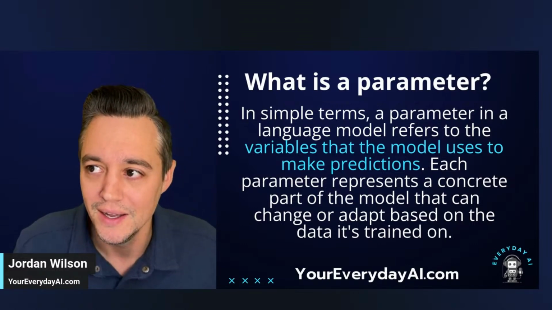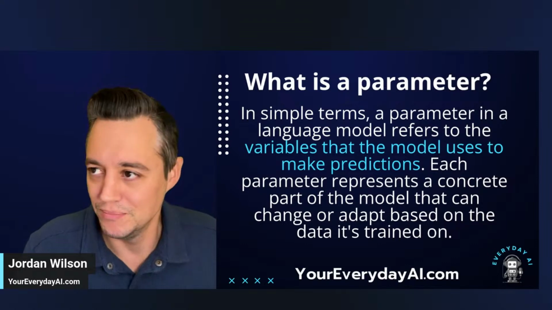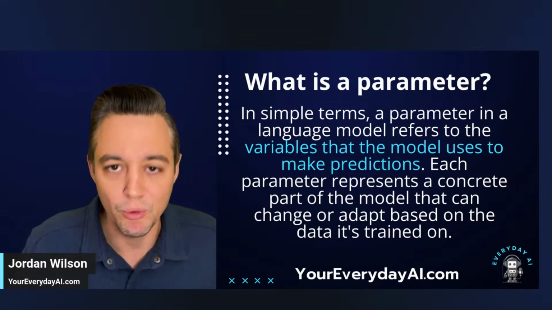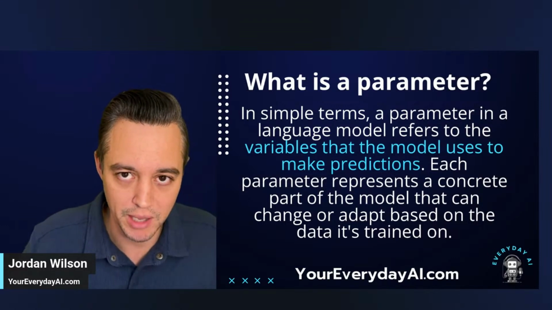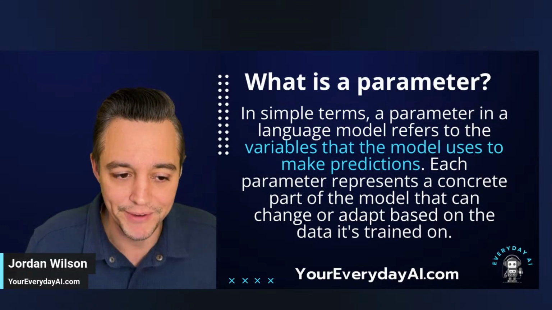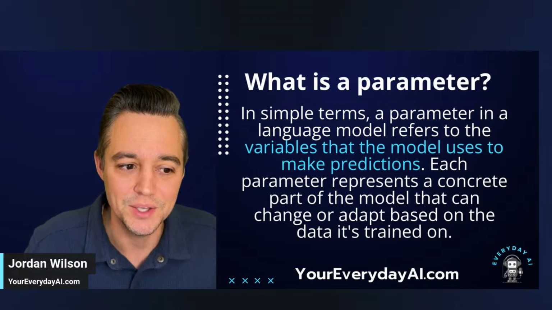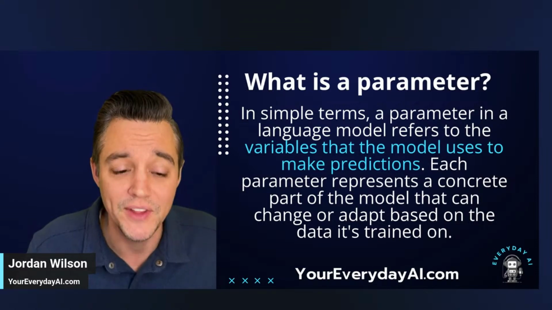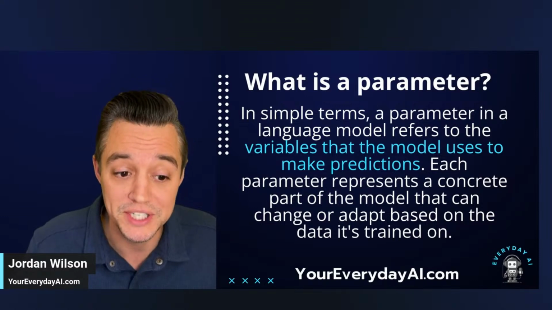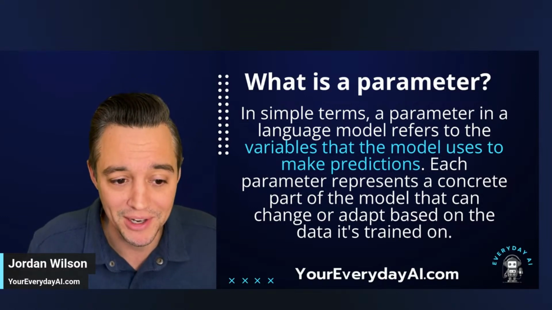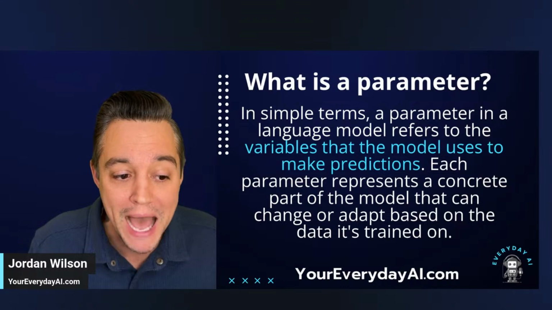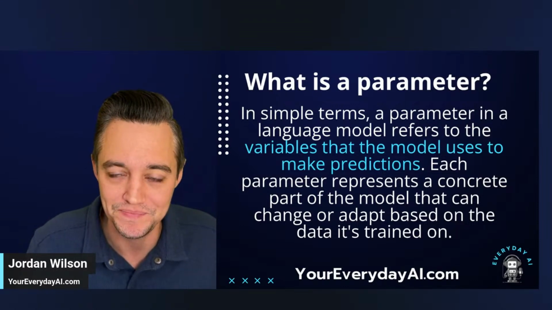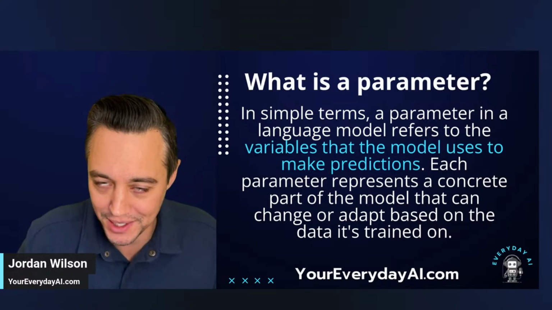If you're a machine learning expert with a decade of experience, you might have qualms with my definition here, but we're talking to the everyday person. We're trying to simplify this. A parameter in a language model refers to the variables that the model uses to make predictions. Each parameter represents a concrete part of the model that can change or adapt based on the data it's trained on. That's an important piece.